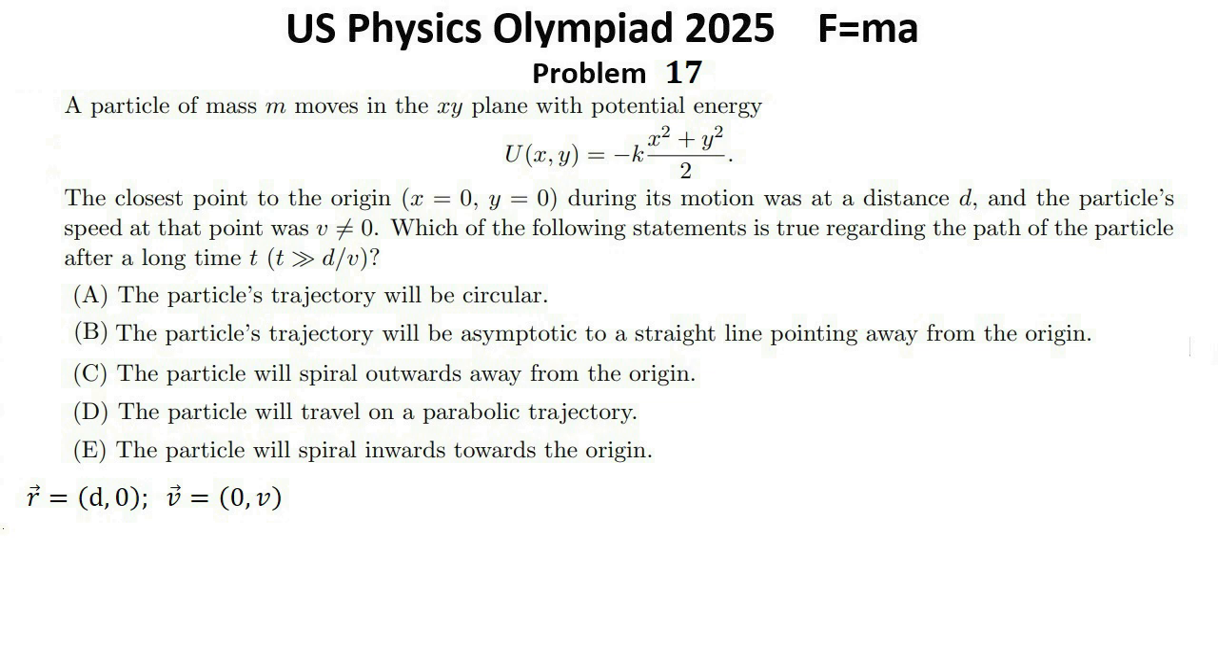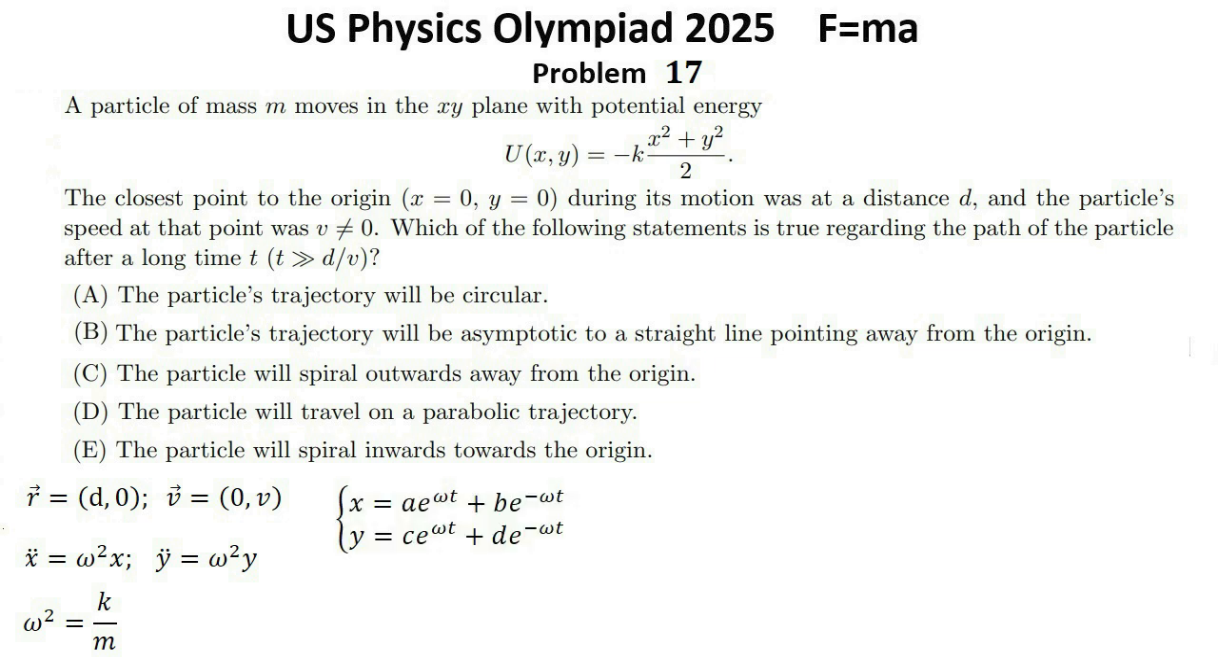For an exact solution, let the initial position of the particle be d, and the velocity v0. The equations of motion can be written as follows. Here omega squared is equal to k divided by m. These equations give us the following solutions. Substituting the initial conditions, we have a plus b equals d, c plus d equals 0. Next, omega a minus omega b equals 0. Omega c minus omega d equals v.